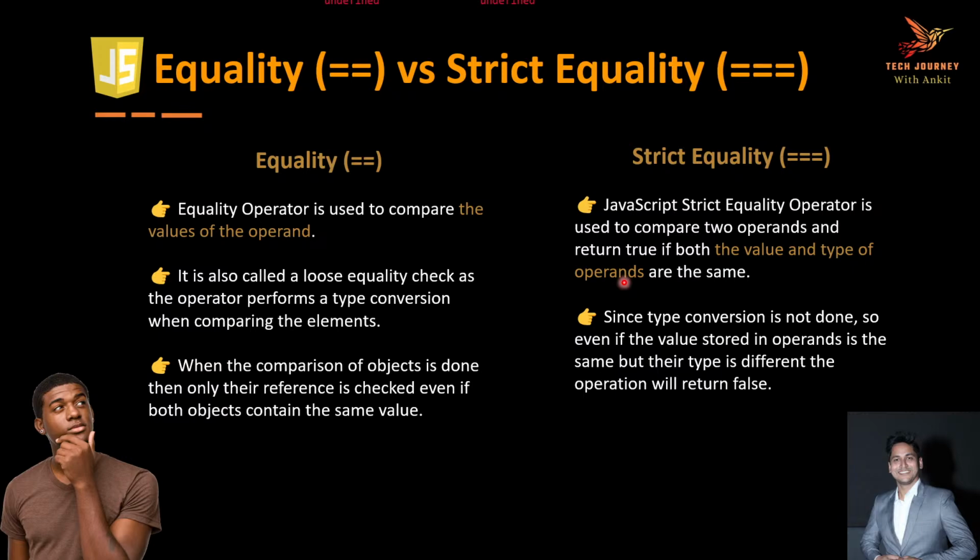In case both are same, then and only then it will return you true, otherwise it will return you false. In case you are using the double equal to operator, then JavaScript itself will perform the type conversion when comparing the value. In case you are using the triple equal to operator, then you have to manually check the value and the type of the variable.